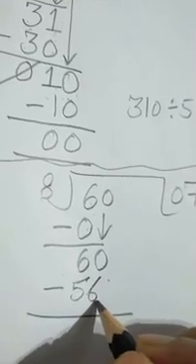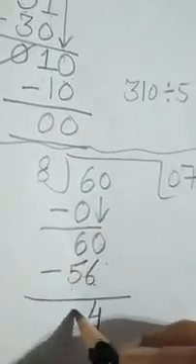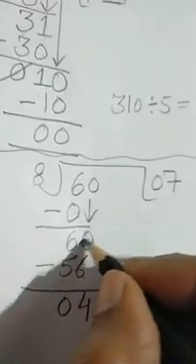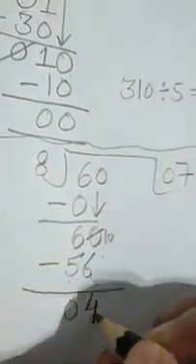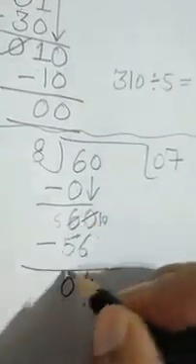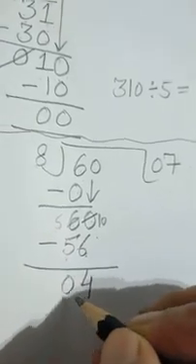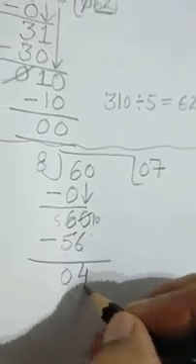In the rough work you can do this subtraction. When we subtract 56 from 60, we will get 4. Here 10, 10 minus 6 is 4, and here 5 is left, 5 minus 5 is 0. Like this we will do subtraction. This subtraction also you can do in your rough work. So here we got 4, 0, 4.